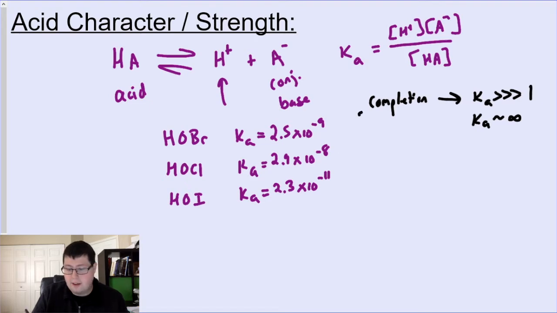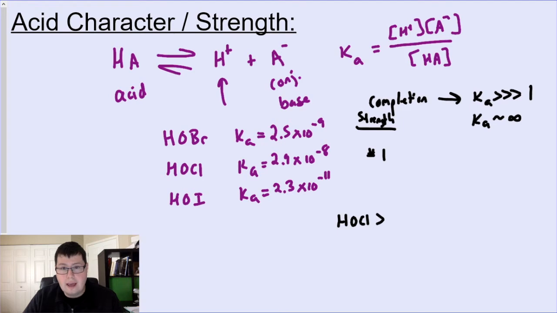And so because HOCl has a Ka of 10 to the minus 8th, it's the biggest one. If we evaluated these in terms of strength, our HOCl is going to be number 1. It's going to be stronger than either HOBr or HOI. Now, to compare the other two, we have 10 to the minus 9th and 10 to the minus 11th. We can clearly see then that number 2 is going to be our HOBr, and number 3 is going to be our HOI. And it's simply comparing the relative equilibrium constants of these acid dissociations.